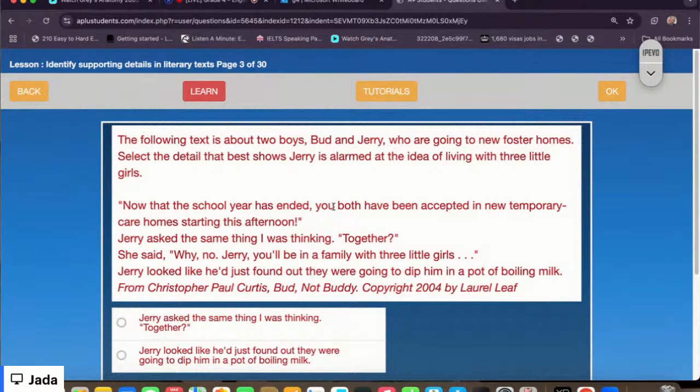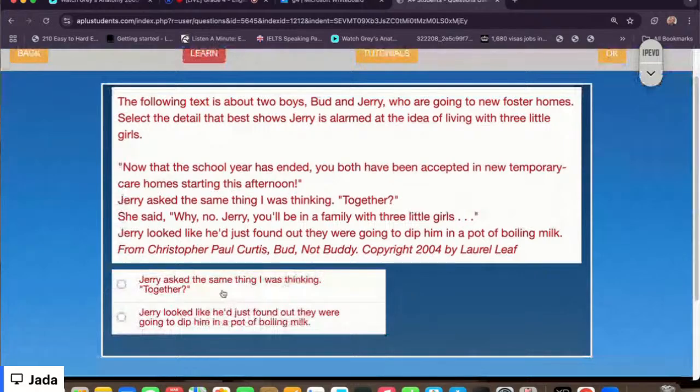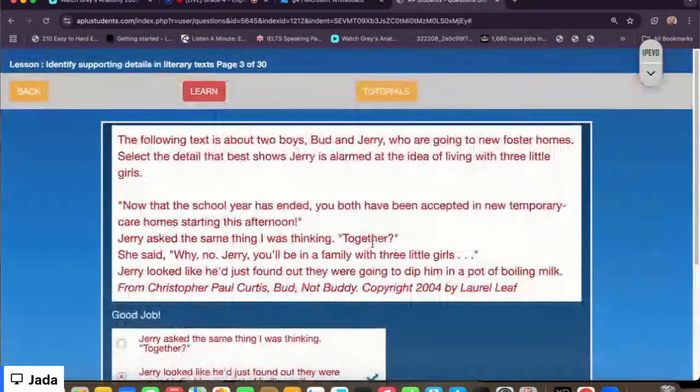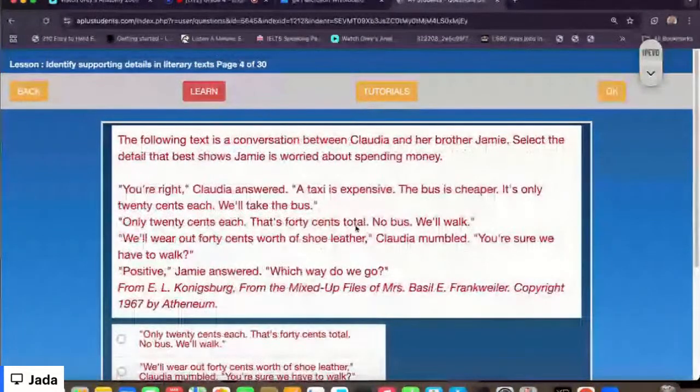So you select the detail that gives more information and shows that Jerry was alarmed. What do you think? Alright, so option two. Okay. Alright, so we have this one.